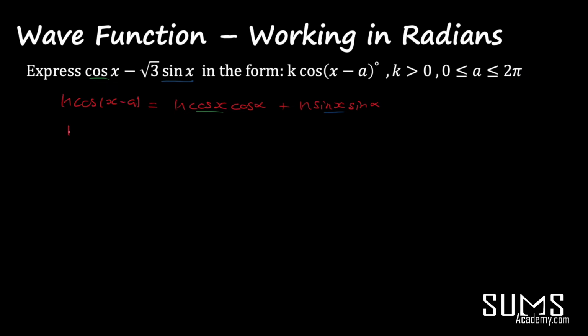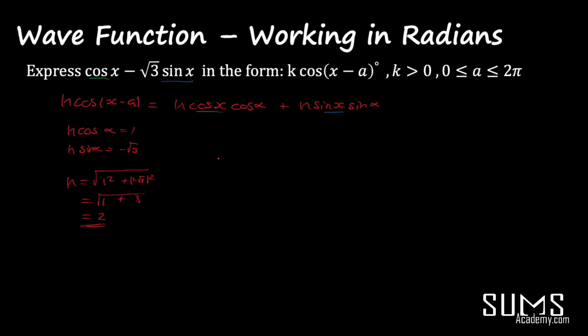So k cos alpha equals 1, and k sine alpha equals negative root 3. So k is going to be equal to the square root of 1 squared plus negative root 3 squared, which will be equal to the square root of 1 plus 3, which is the square root of 4, which is 2. Cool.